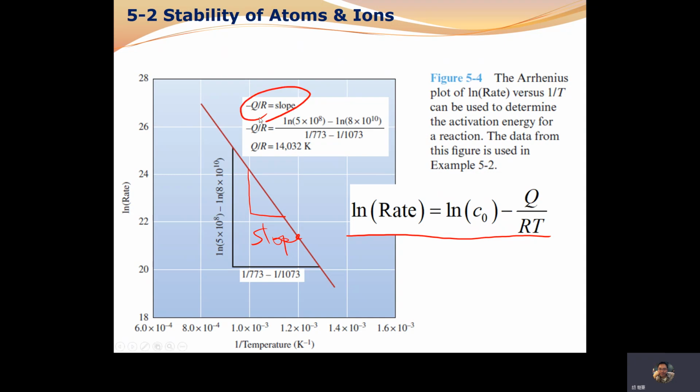Sorry, Q is the activation energy and R is the gas constant. Therefore, we can evaluate the activation energy for this diffusion process. Also, we can figure out the intercept of this linear function, which gives the natural log of C naught of xenon.